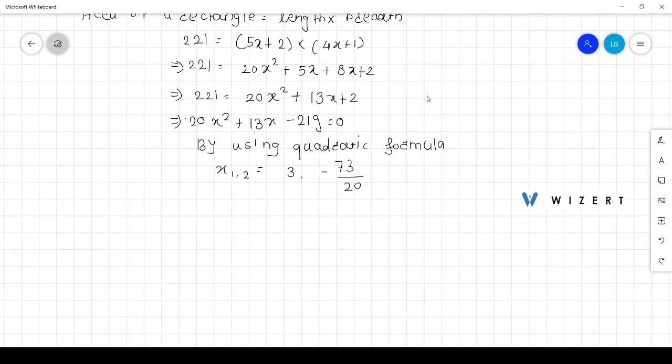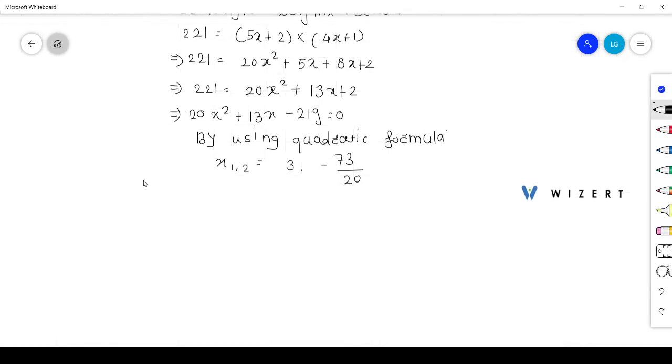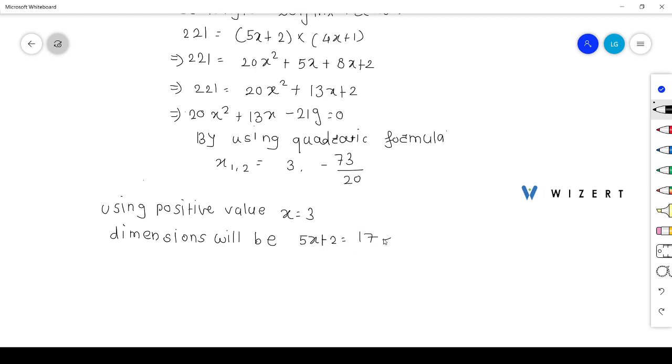Now by using the positive value of that root, so x equals 3, the dimensions will be 5x plus 2 means 17 and 4x plus 1 means 13.